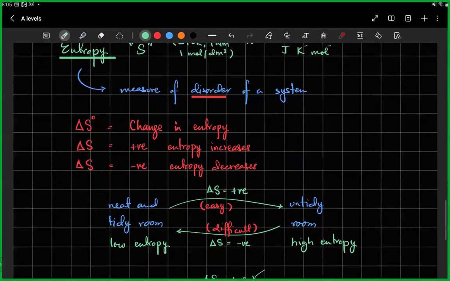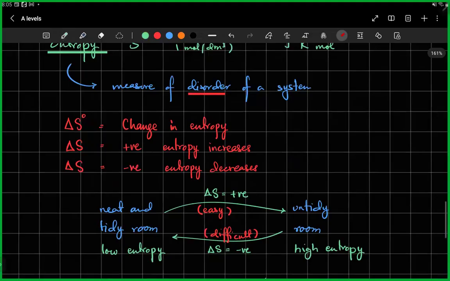It was the disorder of the system, and I told you that if your delta S is positive, then that means the disorder is increasing, right? Vice versa, if delta S is negative, that means disorder is decreasing.